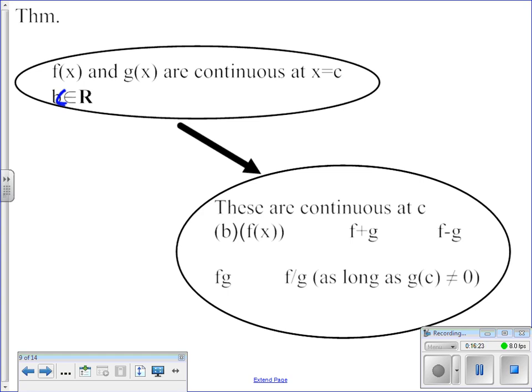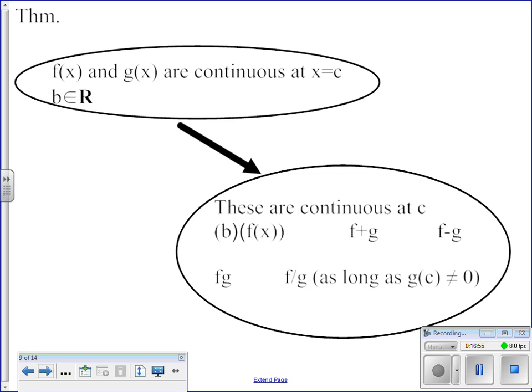A constant times a function is continuous. Two functions added together are continuous. Two functions subtracted are continuous. Two functions multiplied are continuous. And two functions divided are continuous as long as the denominator is not 0 at one of those points. They have to be continuous. And yes, B is an element of the real numbers. We don't work with imaginary numbers in this class. Calculus of complex numbers, we don't do.